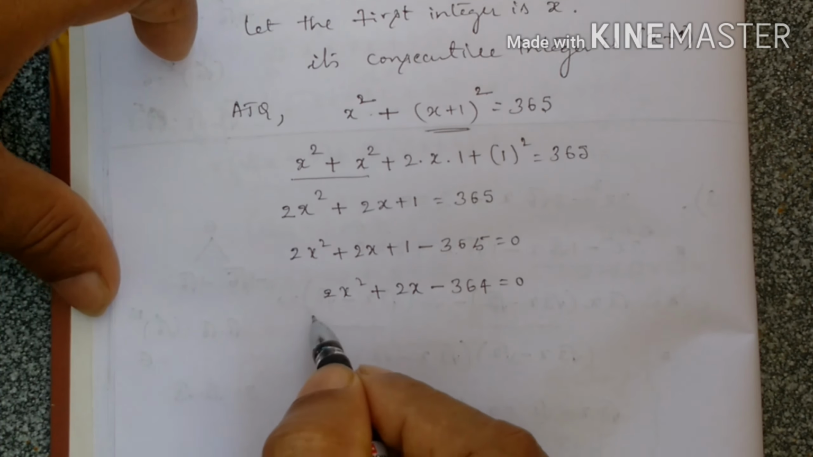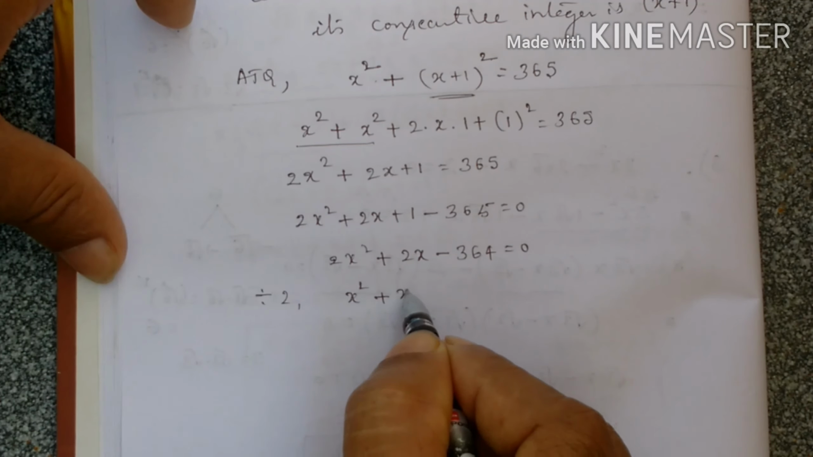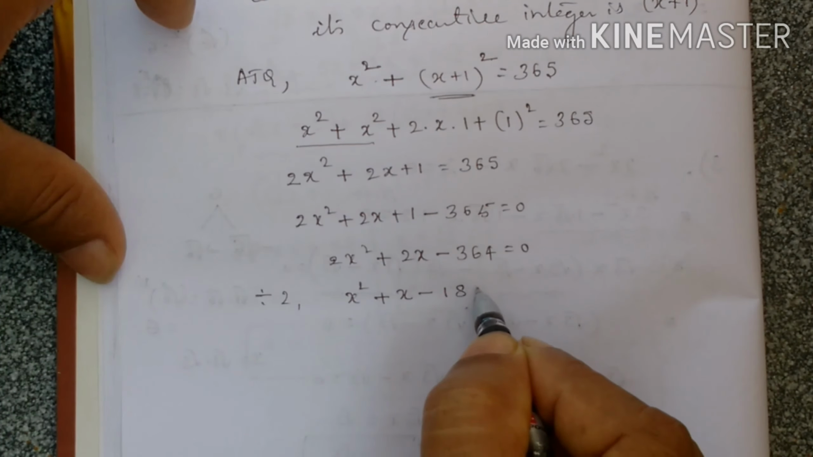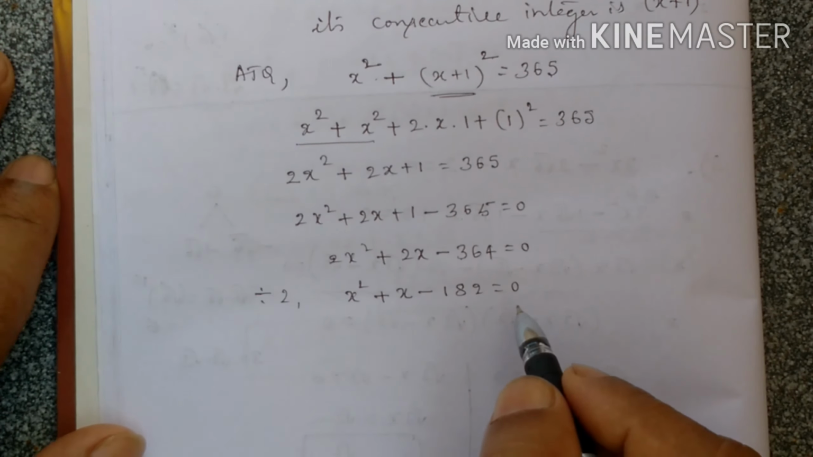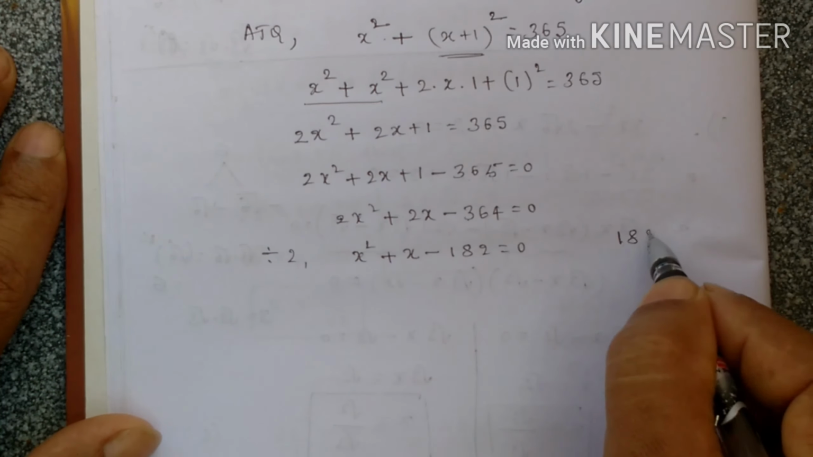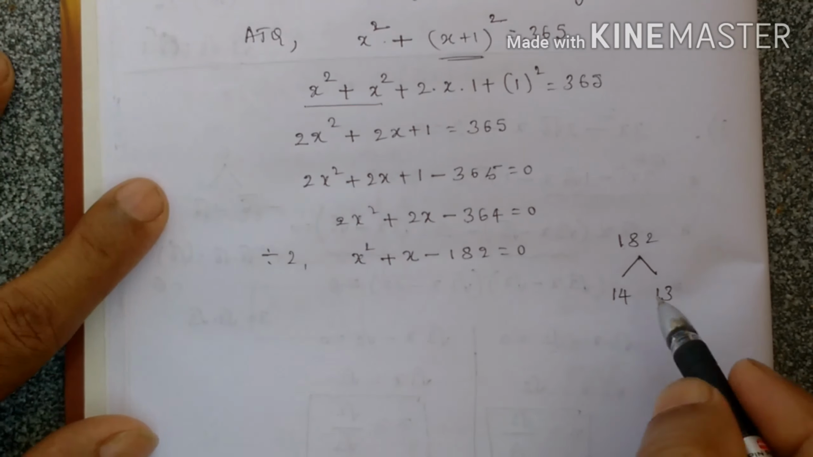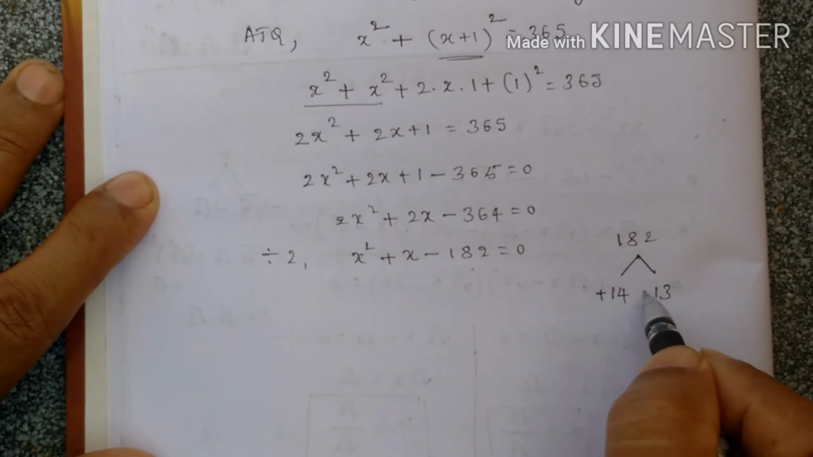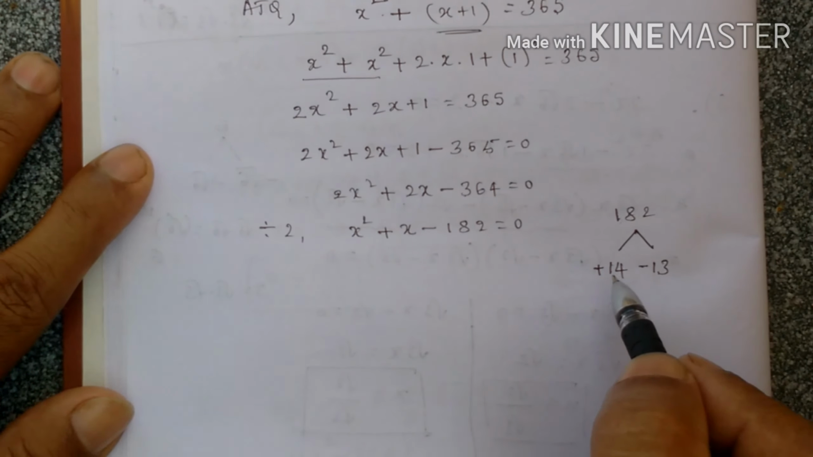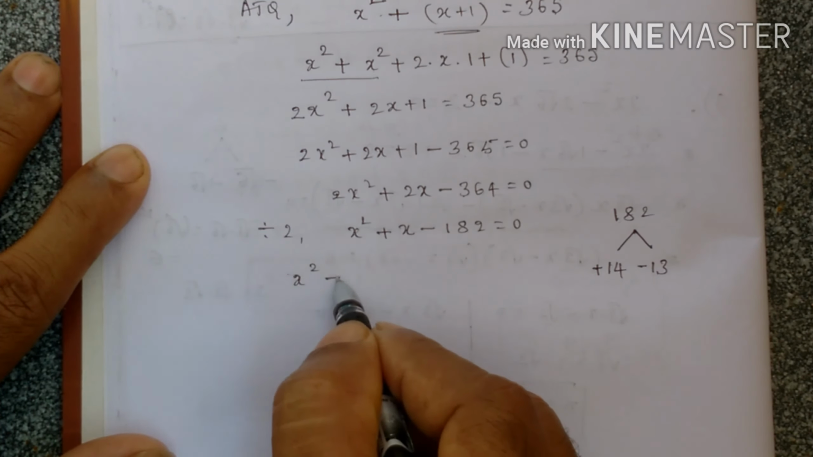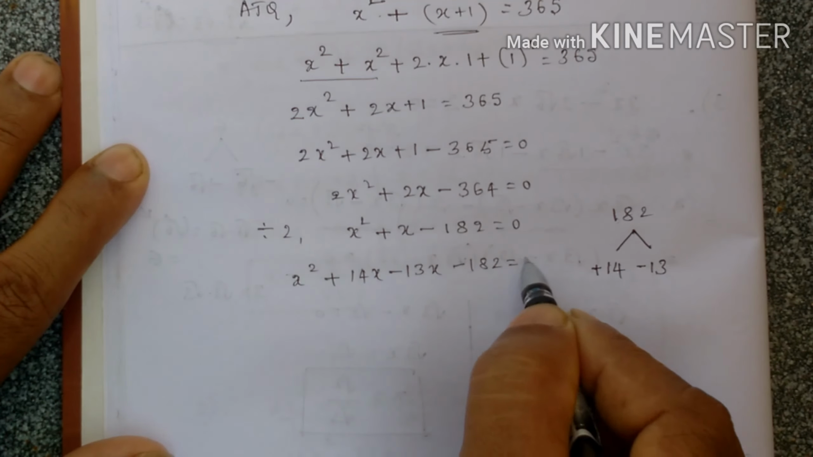So all these three terms are divisible by 2. Then you are going to get x square plus x minus 182. Two ones are two, two sevens are fourteen... In the previous problem you know how to factorize the number 182. So 14 and 13 are the required numbers. Carefully give the sign to the two factors. We need plus 1 here, so give plus to the bigger number. So then you are going to get x square plus 14x minus 13x minus 182 equal to 0.